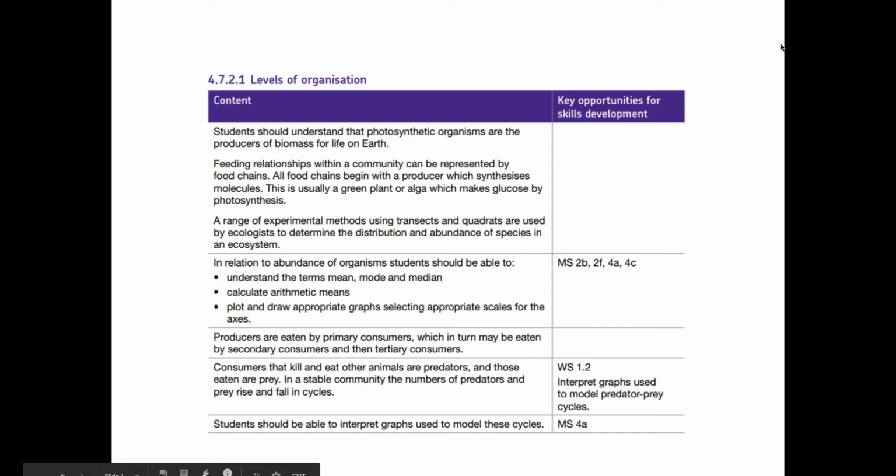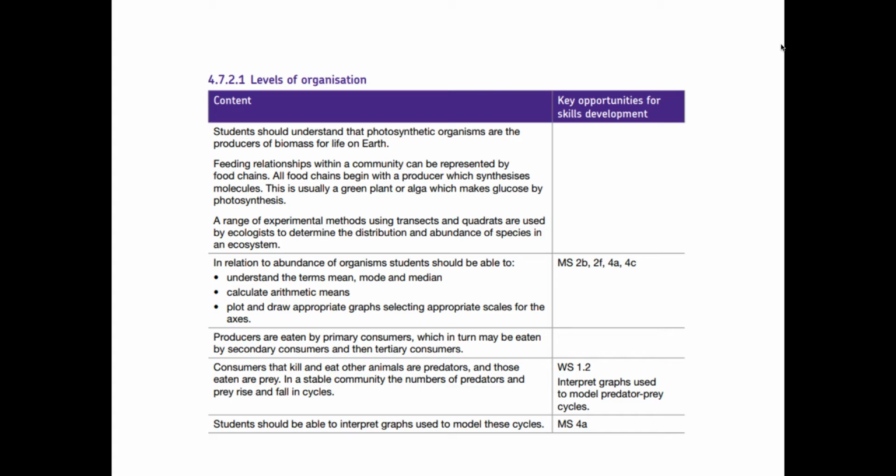Lesson 3 in our current scheme on levels of organisation. Now, this is what the syllabus says about that: you should understand that photosynthetic organisms, things like green plants, are the producers in these food webs and food chains of biomass. Now, there's a key word that you need to know the meaning of, and we'll get to that.